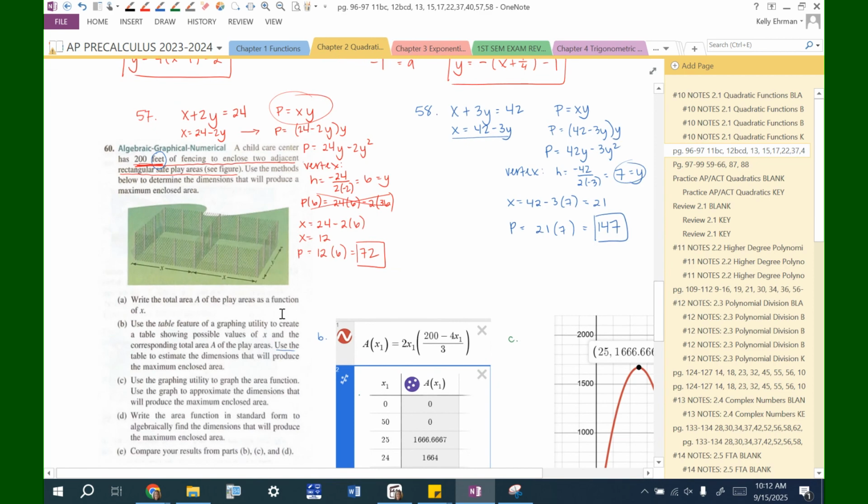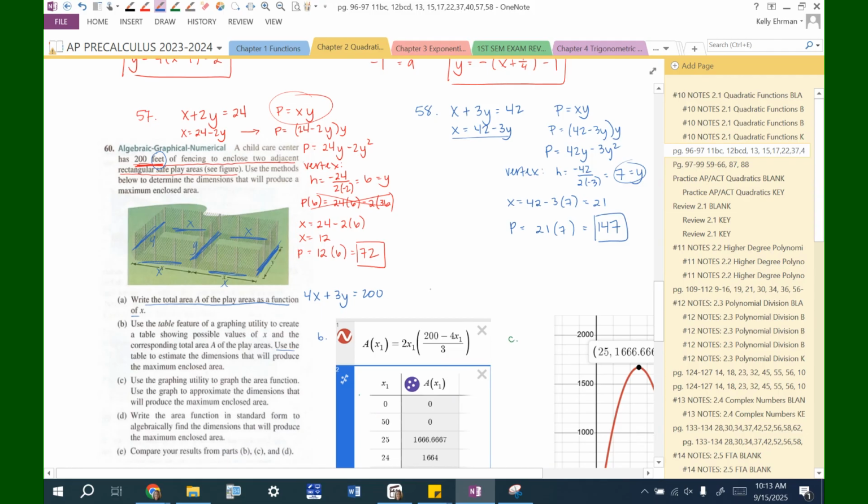All right, now I kind of encroached upon part A here. So, okay, number 60. A child care center has 200 feet of fencing to enclose 2 adjacent rectangular safe play areas. See the figure here. Write the total area of the play area as a function of x. So there are 3 fencing sections that are y feet long, and then there are 1, 2, 3, 4 that are x. So my equation would be like 4x plus 3y equals 200 feet of fencing.